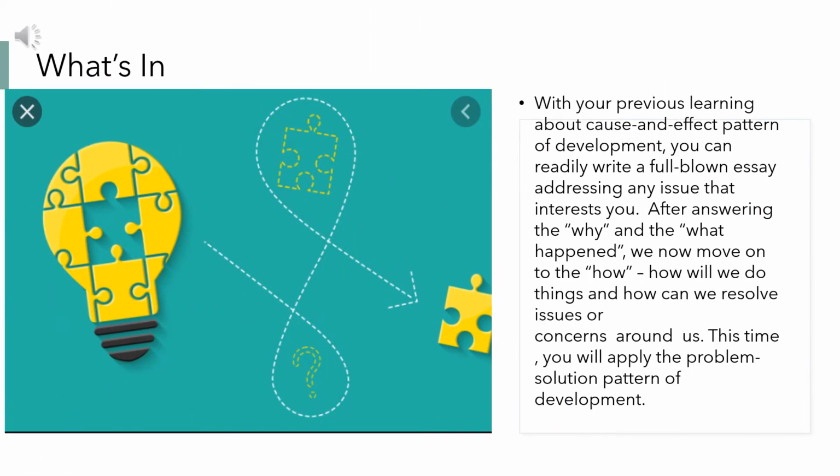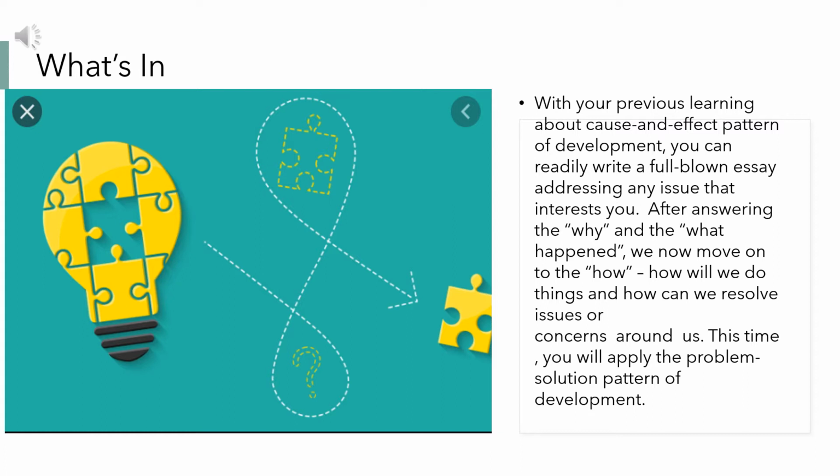What's in? With your previous learning about cause and effect pattern of development, you can readily write a full-blown essay addressing any issue that interests you. After answering the why and the what happened, we now move on to the how. How will we do things and how can we resolve issues or concerns around us? This time, you will apply the problem solution pattern of development.